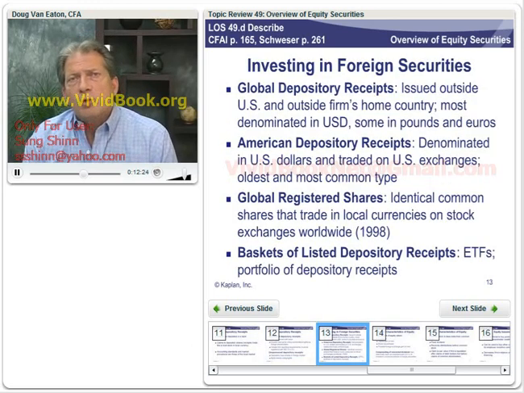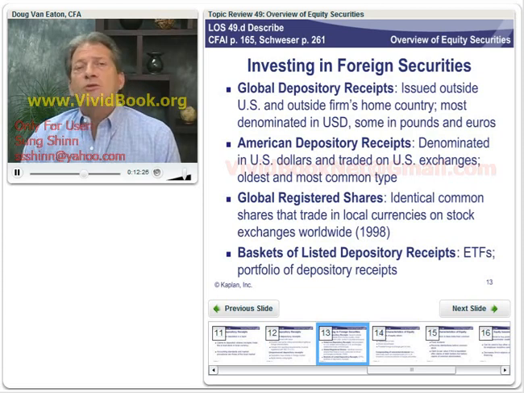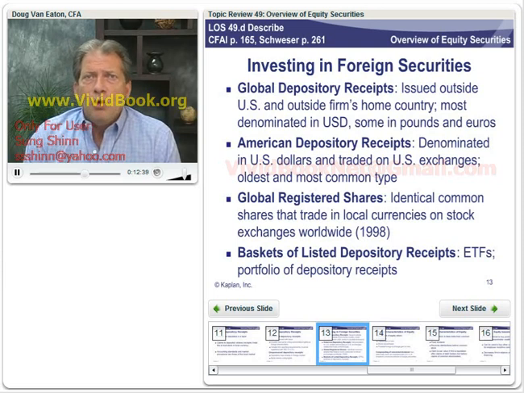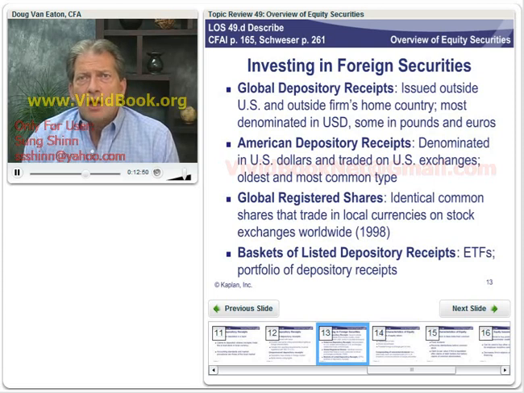Now, within this world of depository receipts, we have some more terminology. Besides sponsored and unsponsored, we have global, American, global registered shares, and baskets of listed depository receipts. Well, global depository receipts just refers to depository receipts that are issued outside the U.S. and outside the firm's home country. Most of these are denominated in U.S. dollars. Lately, some have been denominated in pounds and euros.